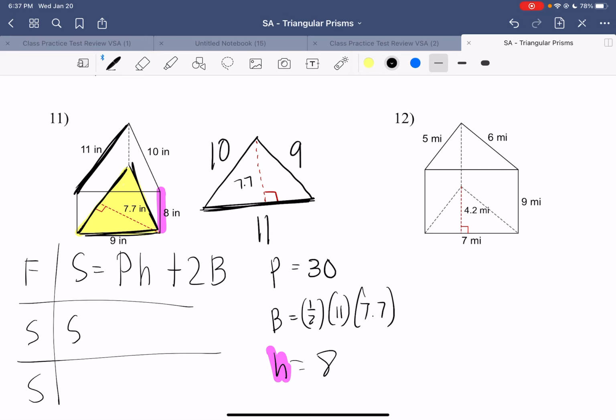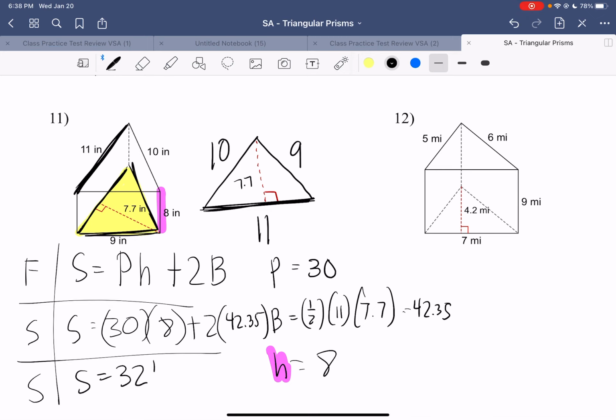So then we can substitute. We have 30 times the height of the prism, which is 8, plus 2 times the area of the base, and I actually didn't figure that out yet, so let me take a second. So 1/2 times 11 times 7.7 gives us 42.35. So 30 times 8 plus 2 times 42.35, and we get 324.7 inches squared.